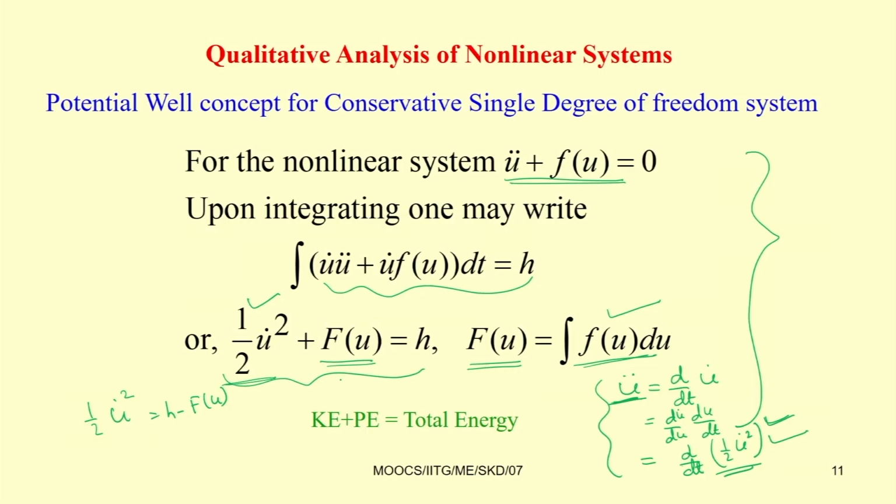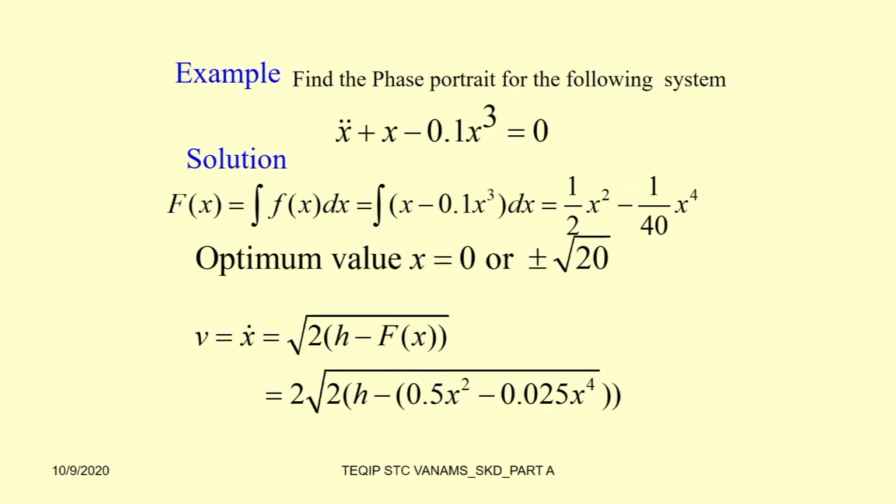So, it will be root over 2 into (h minus F(u)). So, for a particular value of h, we can find the relation between this displacement and velocity. If we plot this u versus u dot, that will give us the flow in the case of the nonlinear system. So, let us take this example.